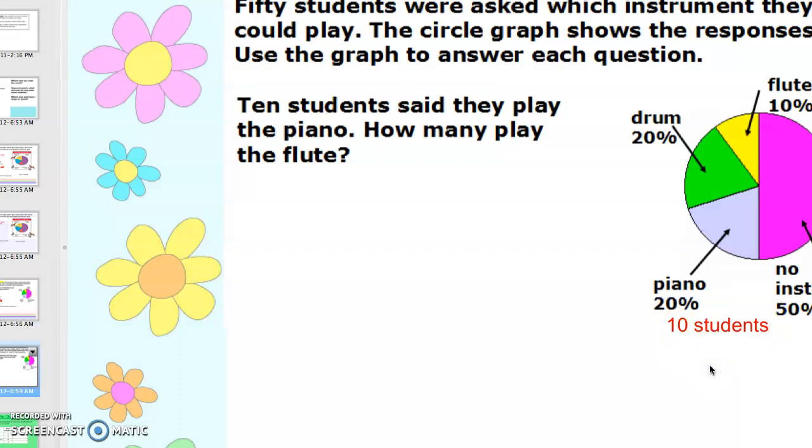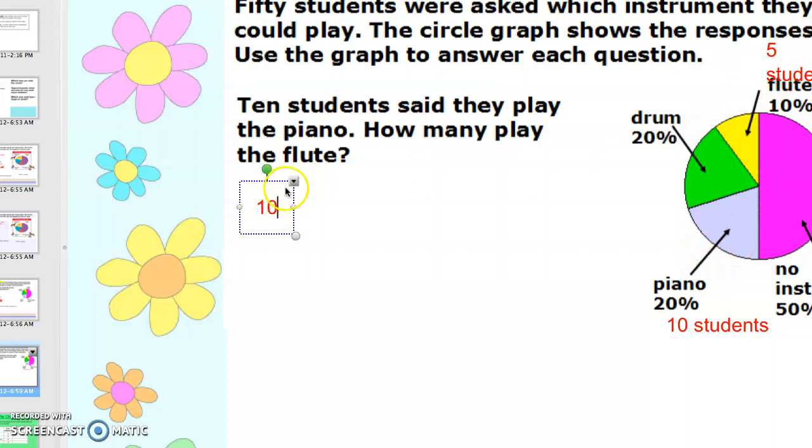So we can use reasoning about this, and we don't even have to create a proportion. It says 10 students play the piano. So 10 students is 20%. So how many students would be 10%? Well, that's half of 20, so it's going to be half of that. So it should be 5 students. Again, you can always use a proportion just to double check. This is just our reasoning skills that we used, but we can create a proportion.